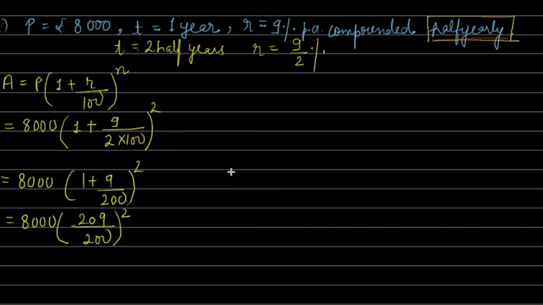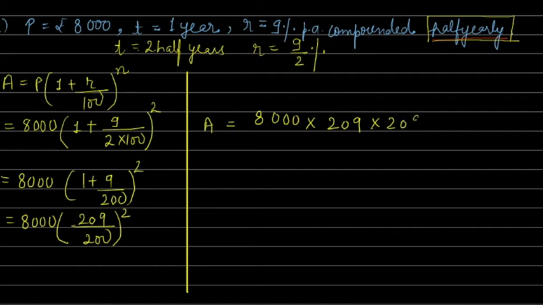Now again, as in all the questions we were doing, we will expand it to simplify. Amount will be how much? 8,000 into 209 into 209, and what do we have in the denominator? 200 square. It means 200 into 200. So now we have to simplify it.